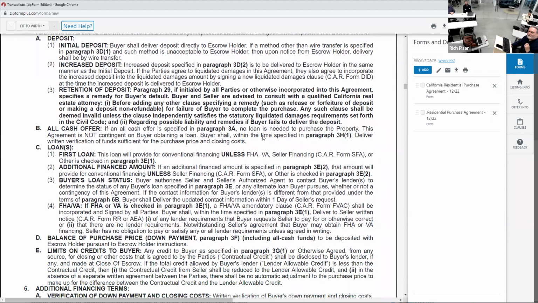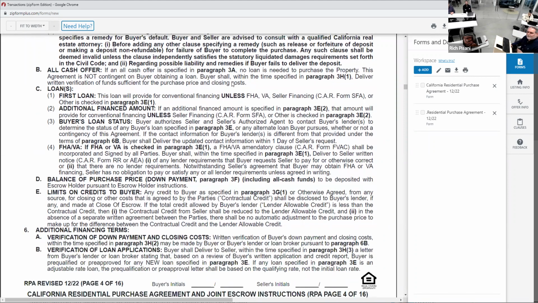So that's that. All cash offer, we all know that, okay, an all cash offer is an all cash offer. No loan is needed. This agreement is not contingent on the buyer getting a loan, but you're going to see something a little later.